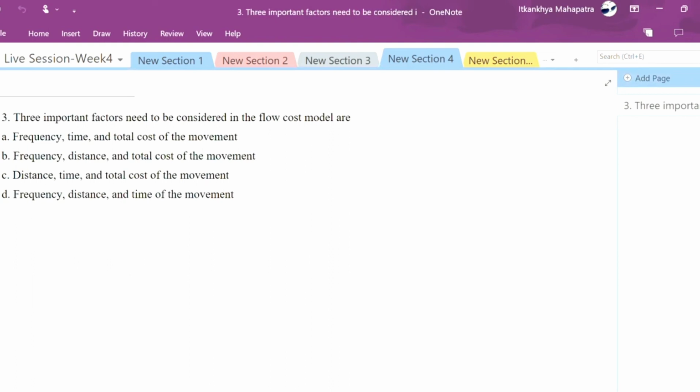Three important factors that need to be considered in a flow cost model are. First, we'll understand what a flow cost approach is. The flow cost approach looks at what kind of cost will occur on account of handling of the movement, material or movement of the operator, distance to be traveled, whether it is less or more, and cost per unit distance. It is load into distance into cost. So based on all these factors, the correct option is frequency, distance, and total cost of the movement. Option B. I'll just write about this flow cost approach elaborately.